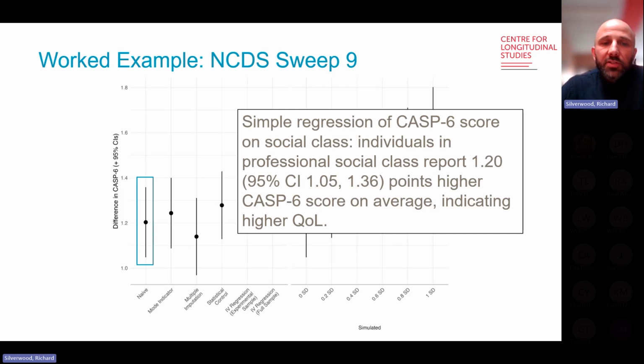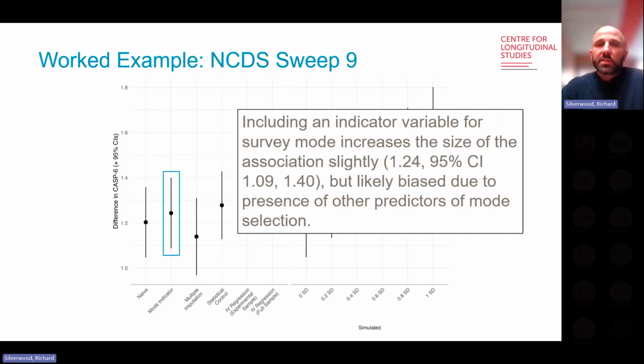The first one is just the naive estimate, a simple regression of the CASP-6 score on social class. As we say, given the assumed causal structure, this is likely to be an underestimate of the true association or the true effect here. But we estimate that individuals in the professional social class report a 1.2 points higher CASP-6 score on average, so have a higher quality of life.